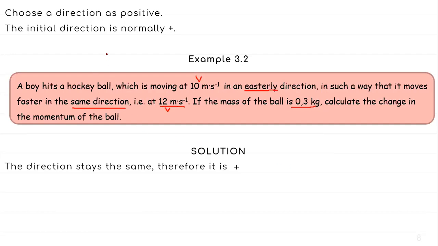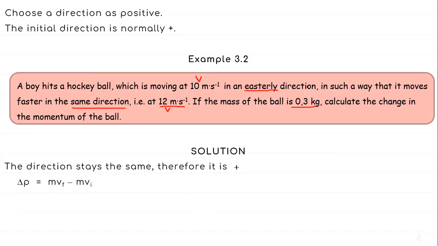Now, the initial direction is normally positive, but it's up to you. You can still choose negative. But my advice there with that indication is to actually choose it as positive. Right. Now, the formula that we use to calculate the change in momentum is that one, and you will get it in your formula sheet. Delta P is equal to mvf minus mvi.